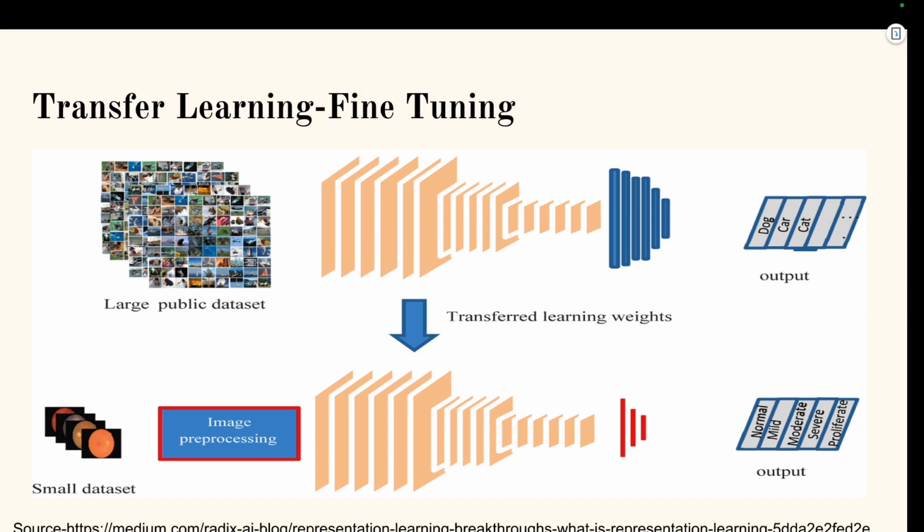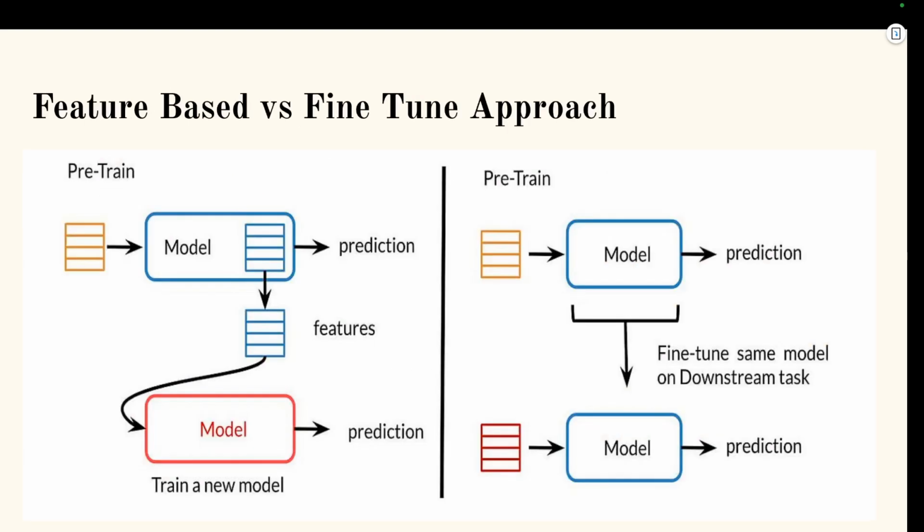In the feature extraction model, we are using the features of the images, or you can test the unseen image over the 1000 classes of ImageNet. Now let us discuss the difference between feature based and fine tuning approach. As in this example, in this diagram you can see, this is the fine tune approach, this is the feature based approach.